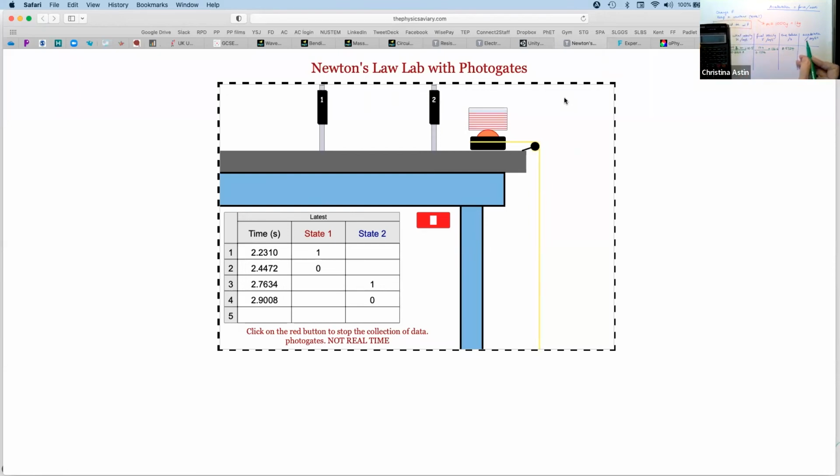Now, to find the acceleration, I'm going to use the equation, let's write it up here, a equals v minus u over t, change of velocity over change in time. And so that is going to be 126.6 minus 80.5, divided by 0.5324, which is 86.6 centimeters per second squared.